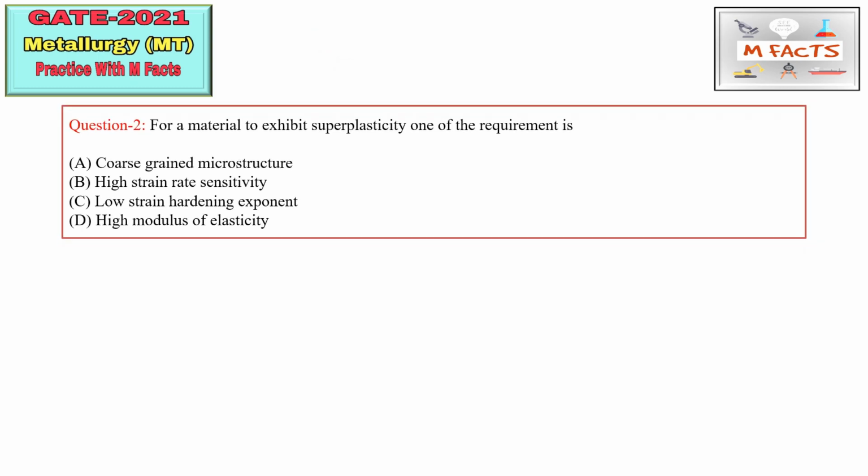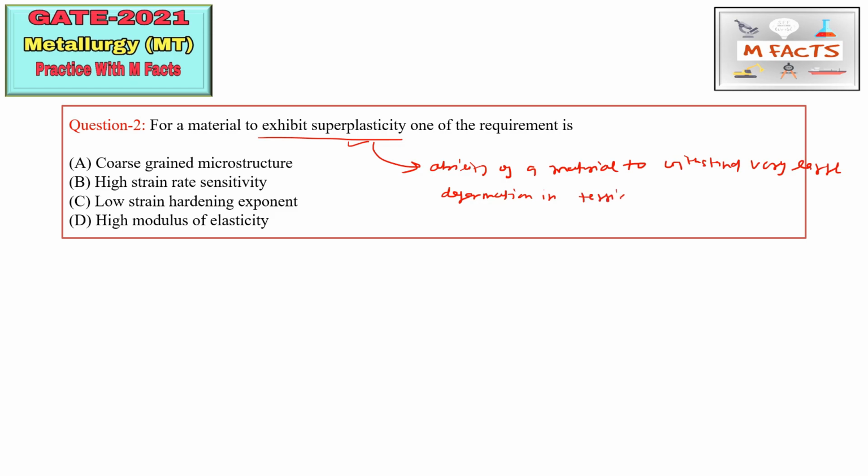The next question is: for a material to exhibit superplasticity, one of the requirements is? This superplasticity concept is very important. What is superplasticity? Superplasticity is basically the ability of a material to withstand very large deformation in tension without necking.